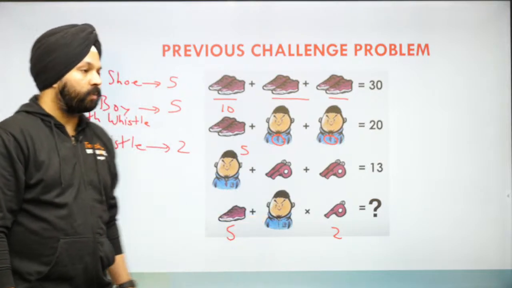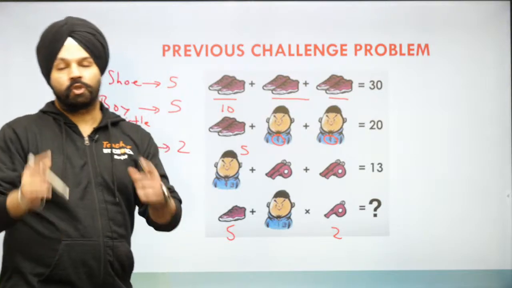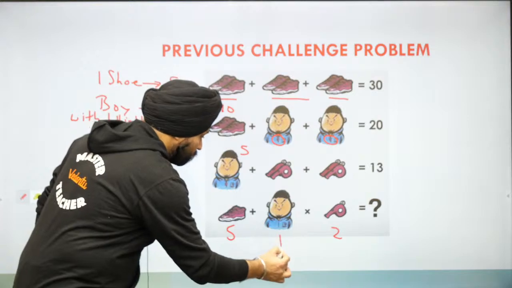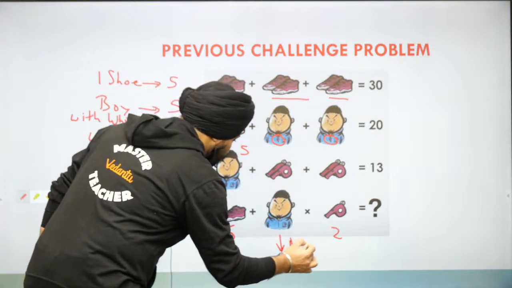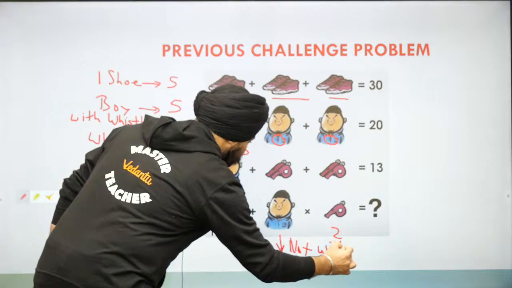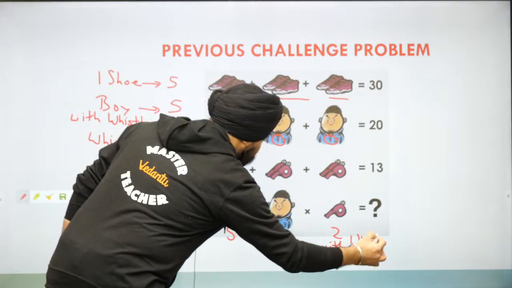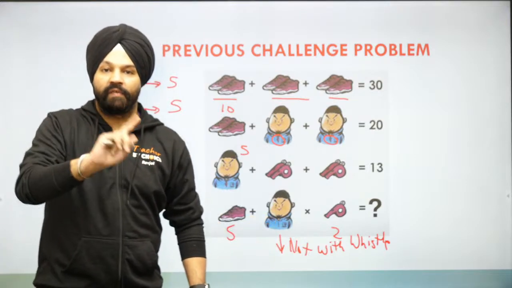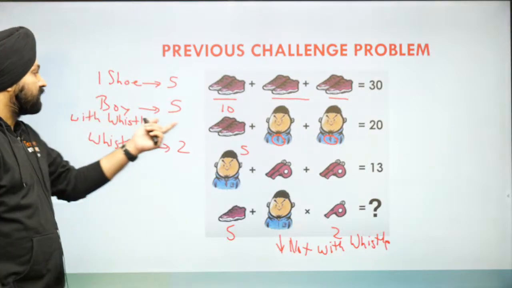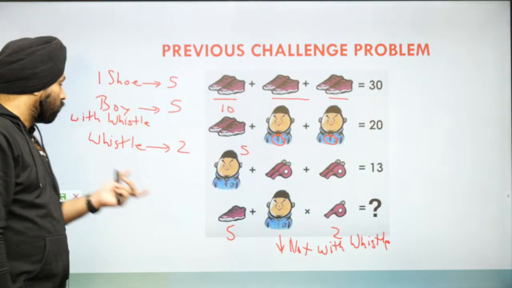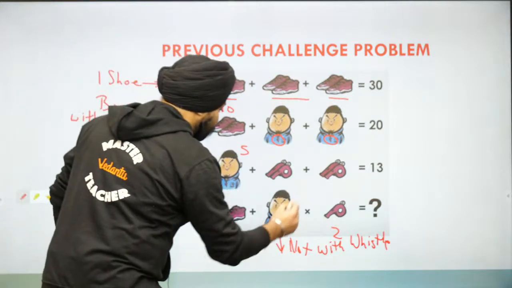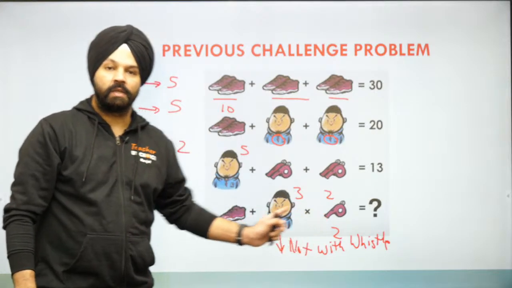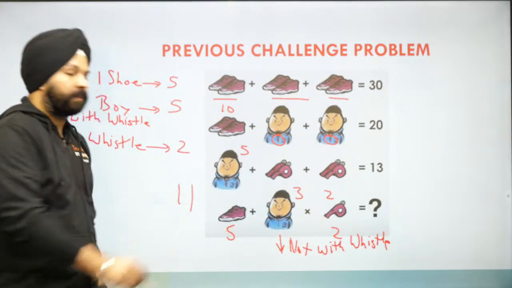So if this is a boy, I should be placing 5 and the answer should be 15, which is not the case. This boy is not having any whistle. Please look at that very carefully. This boy is not carrying any whistle. So if the boy with whistle is 5 and whistle is 2, this boy without whistle will be 3. That means it is 3 into 2, 6 plus 5, 11. So the answer will be 11.